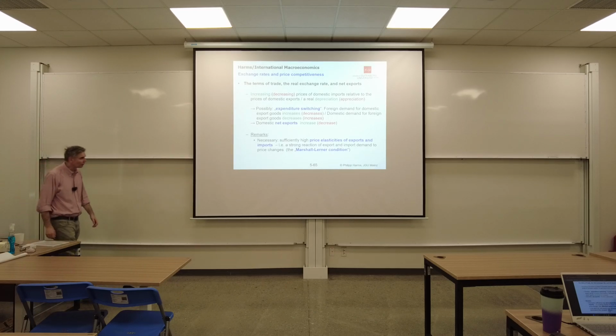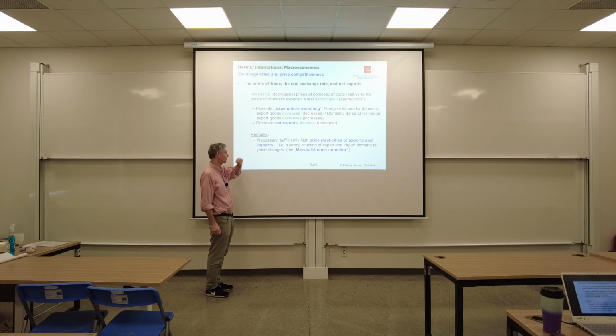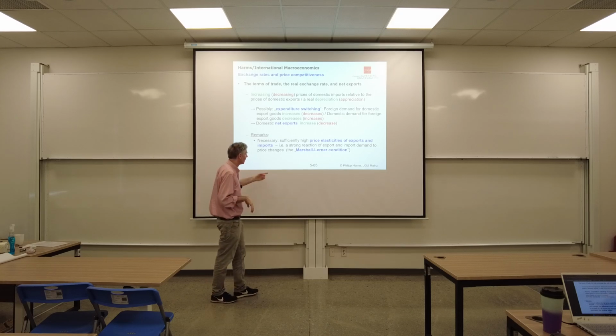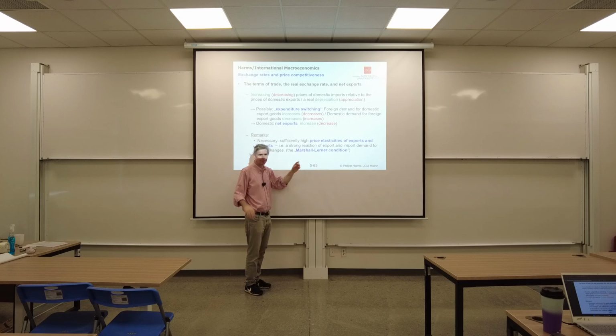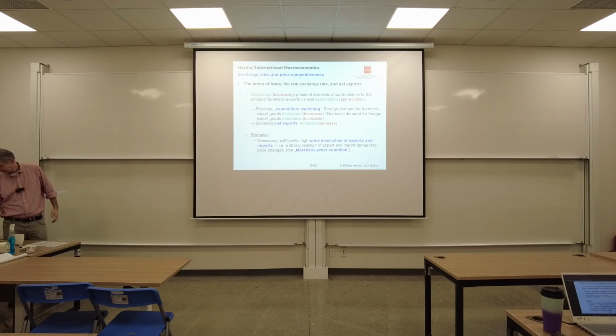So what's important, and this is why I have that "possibly," is that you have sufficiently high price elasticities of exports and imports. So the reaction of consumers to price changes has to be sufficiently large to generate the result that net exports increase if you have your terms of trade worsening, that is, if you have a real depreciation. That's called the Marshall-Lerner condition, just to store somewhere, right? This is something that is not trivial, so there's a condition that has to be satisfied.